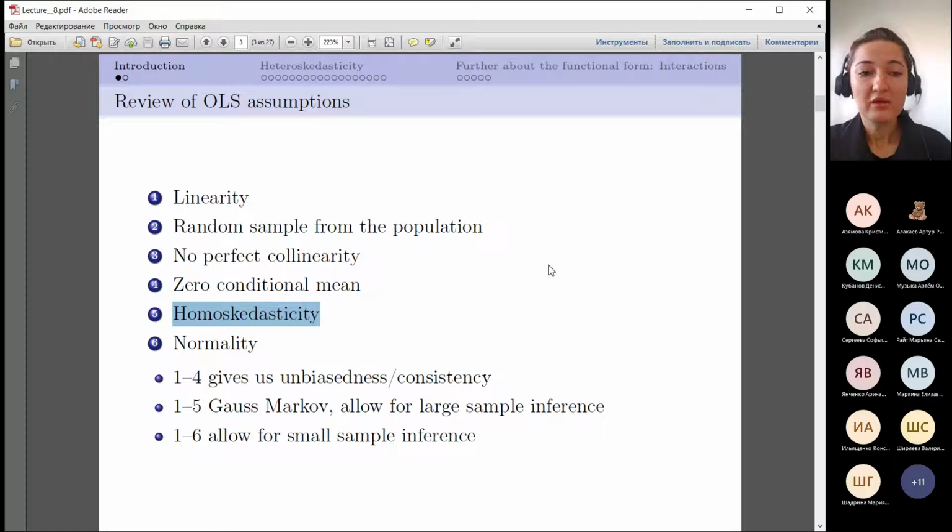Also you can notice from this slide, and maybe you should remember from before, that the properties of your estimators of the regression coefficients depend on the properties of the disturbance term in your regression model. This is very important because today all our discussion about homoscedasticity will be around the error term, or the disturbance term. Okay?